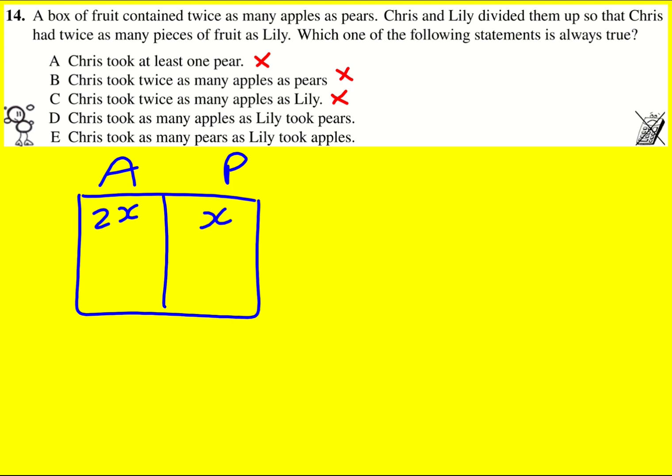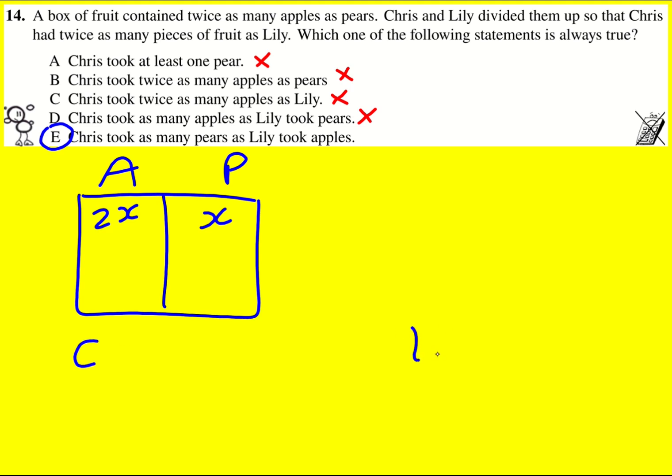Chris took as many apples as Lily took pears. If Chris took all the apples and Lily took the rest of the pears, that wouldn't be the same amount. So by deduction, it has to be E. Chris took as many pears as Lily took apples. I'm just going to look into this in a little bit more detail.